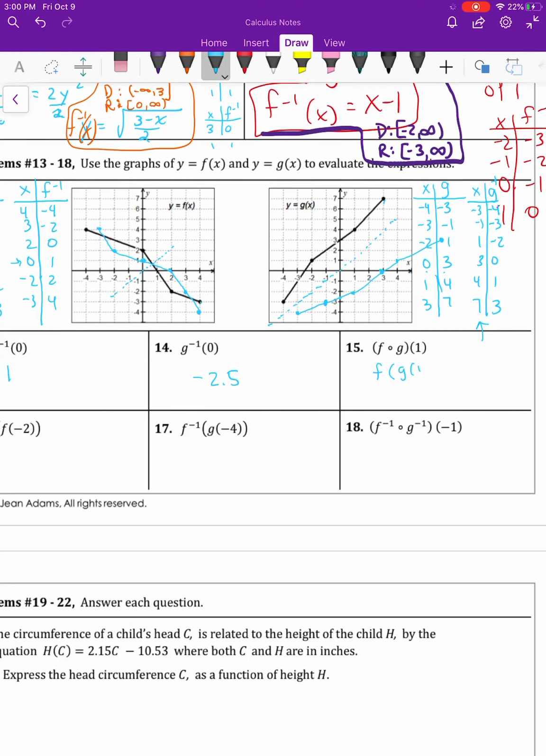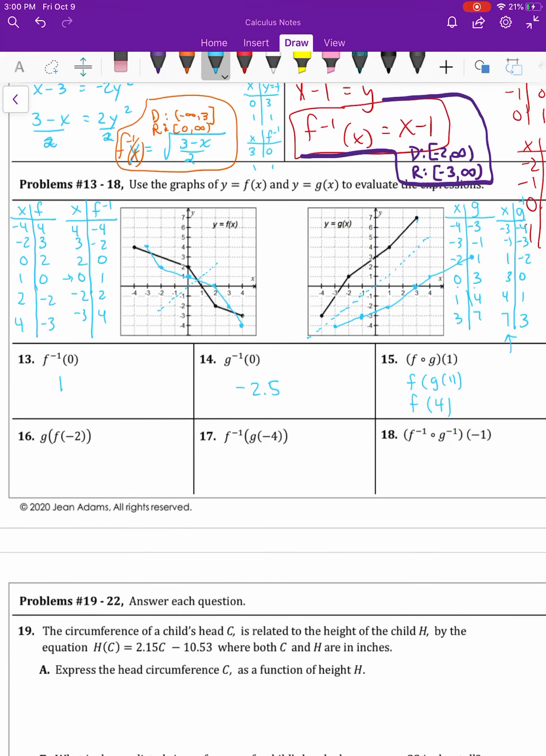This is going to be F of G of 1. So G of 1 is negative 2, right? Right there. Or no, I'm sorry. I messed up. Sorry, guys. I did G inverse of 1. We wanted G of 1, which is 4. And then plain old F of 4. Well, that's weird because it didn't even give you one that had an inverse. It ends up being negative 3, because we just went F of 4, negative 3.